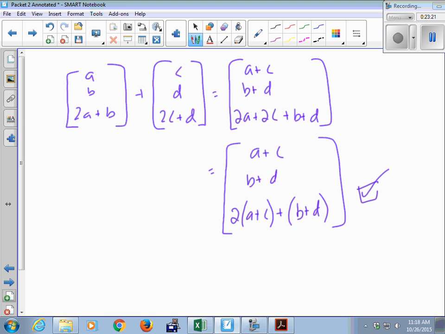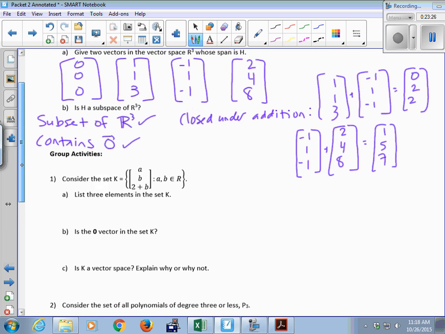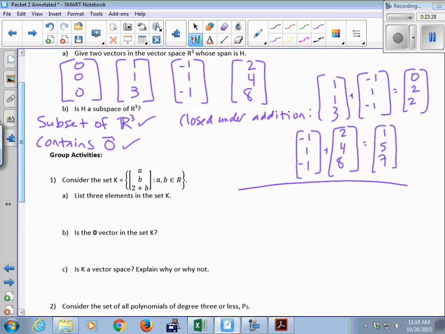Now let's think about multiplication. Somebody pick a C. 5. If I multiply 5 times 1, 1, 3, I get 5, 5, 15. That's 2A plus B, which does give me the third entry, 15. Will that always work? I think it always works.